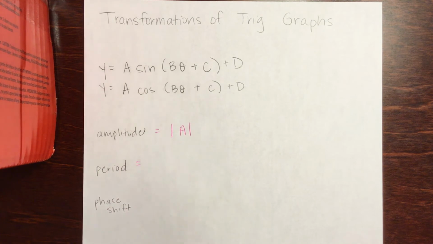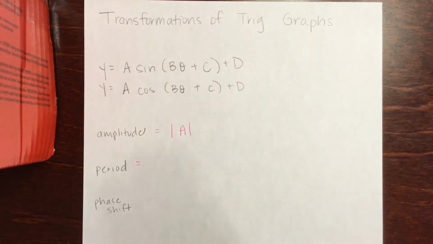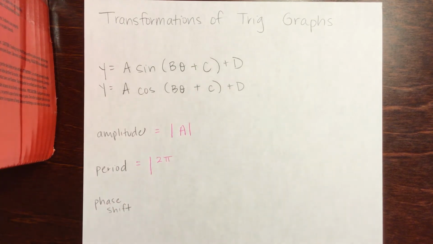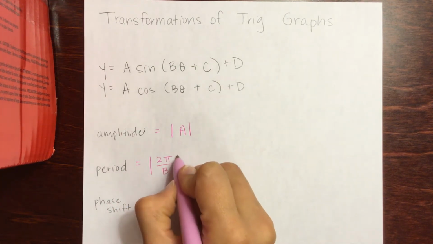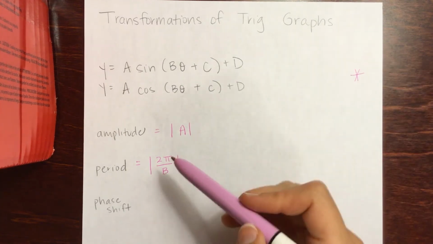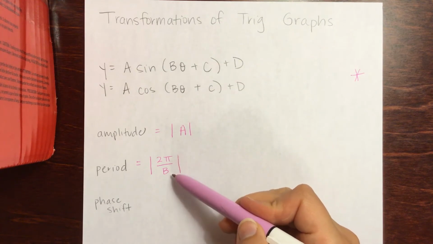Period is kind of, I've been using the word width interchangeably. So the period or the width of my graph, remember B changes the width. My basic period is normally 2 pi for sine and cosine. So now if I divide it by whatever my B value is, that'll tell me my new period. And because period is a width or a distance, we need it in absolute values because we can't have a negative width or distance. So again, 2 pi is a normal period for sine and cosine. We're going to divide it by B to get our new period.